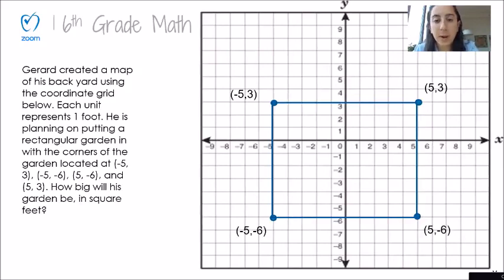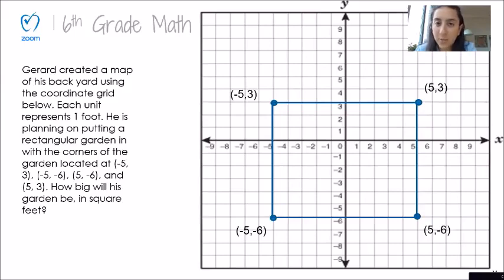Now, what makes today's problem different than future problems is I'm not given my length and my width. But I know that the formula for the area of a rectangle is length times width. So I know I need to use what I know about distance on a coordinate grid to find my length and my width. I could do this by simply counting the boxes.